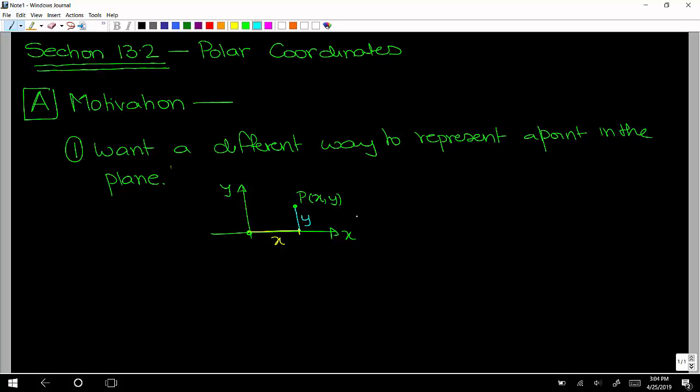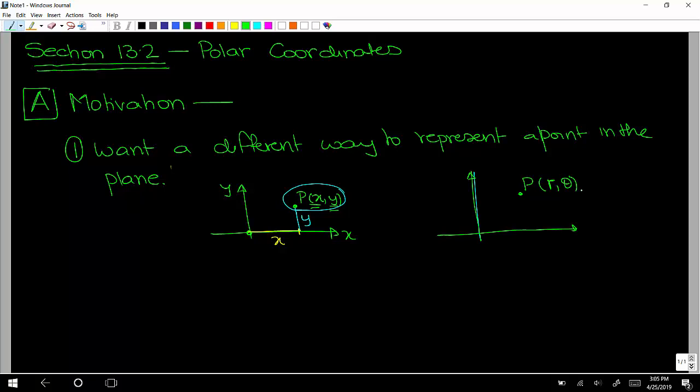What we want now is a different way of doing the same thing. We want to represent a point in the plane, some point P, but instead of using horizontal and vertical distances, we want to use a different concept. So for example, this point now, instead of using a horizontal distance and a vertical distance, instead of using two distances, I want to write this point using a radius, a distance, and an angle.